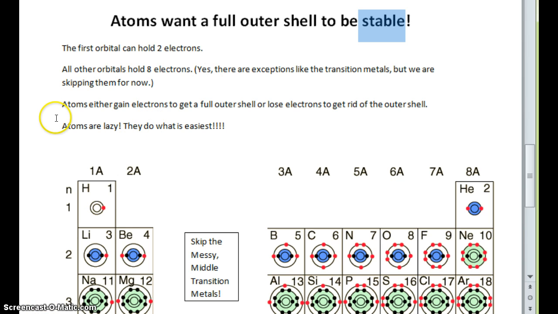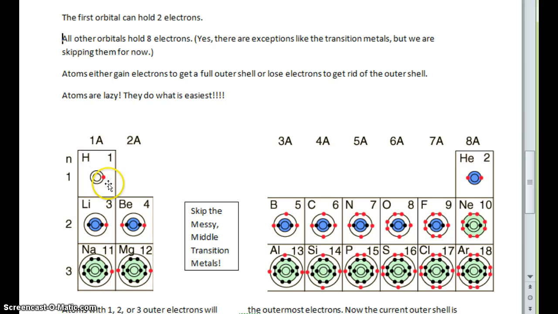All right, so let's go over a little bit about the how and the why it happens. The why is, again, to be stable, and the how: the first orbital can hold 2 electrons. After that, it's full, and electrons start going in the next shell. Yes, they have to go in order from inside out. All other orbitals hold 8 electrons. Yes, there are exceptions, like the transition metals, but we are skipping them for now. We're just going to focus on the first 2 columns and then the columns on the right-hand side. We are skipping the messy middle transition metals. We'll get to them later.